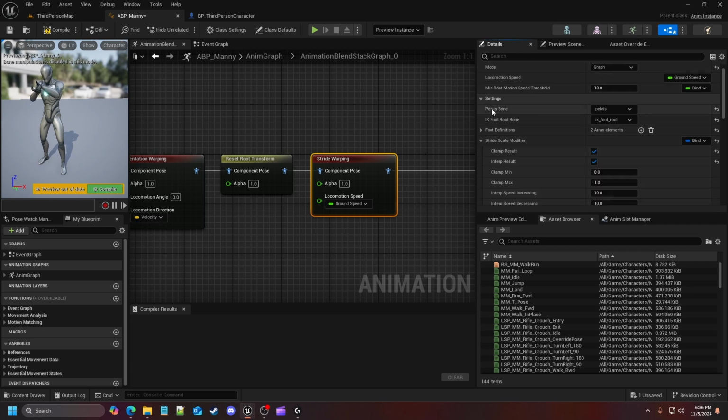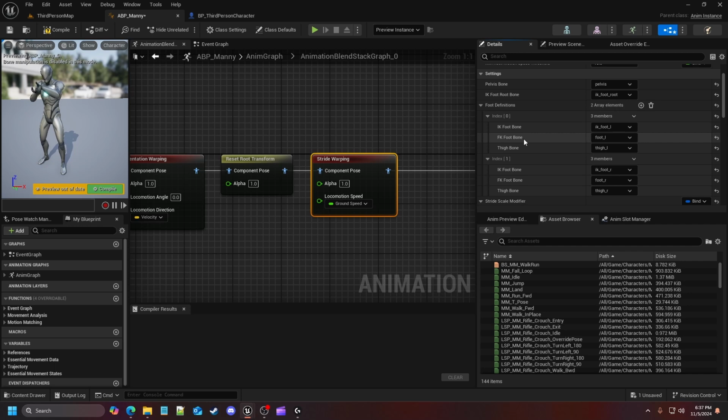So if we go over our pelvis bone stuff here, with our pelvis bone we're specifying the pelvis bone, which serves as a central point for adjusting our stride length. Then with our IK foot root bone, here we're defining our root bone for the inverse kinematic system of our feet, acting as the anchor for our foot adjustments. So that's why that's important. And then for our foot definitions, you'll notice how we have IK foot left and right, foot left and right, thigh left and right, right?